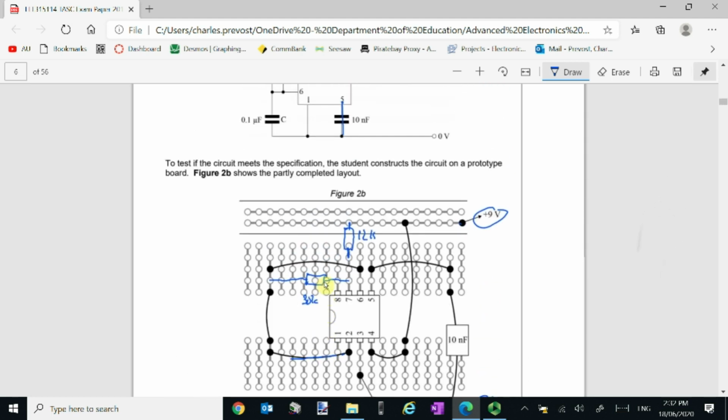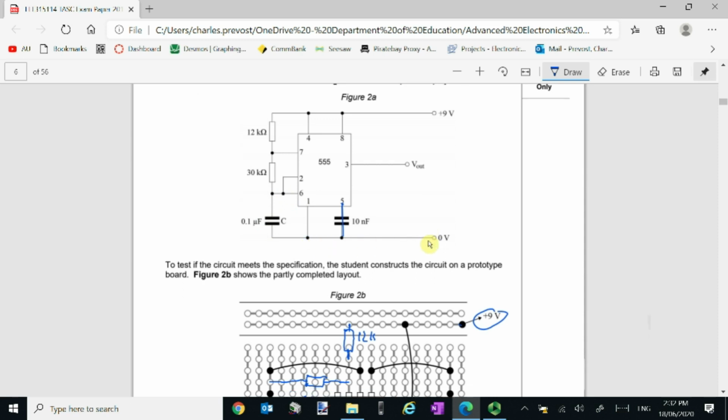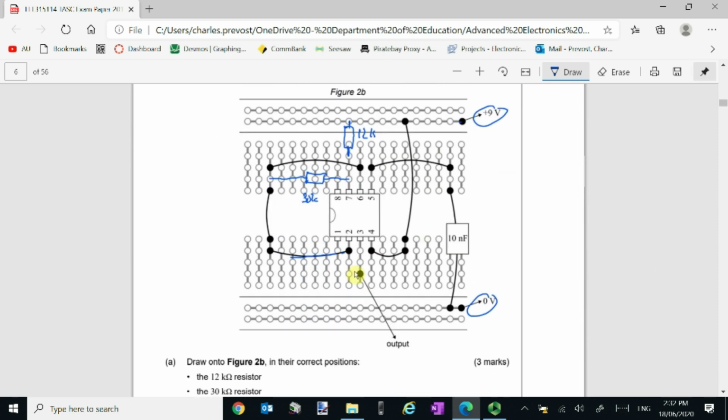The 0.1 microfarad capacitor is then connecting pin 6 or 2 to our 0 volt connection. So pin 2 is here. So let's put in our capacitor. And that's connecting to there. And it's 0.1 microfarads.